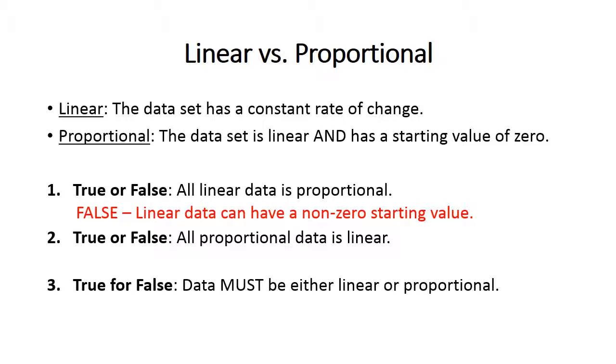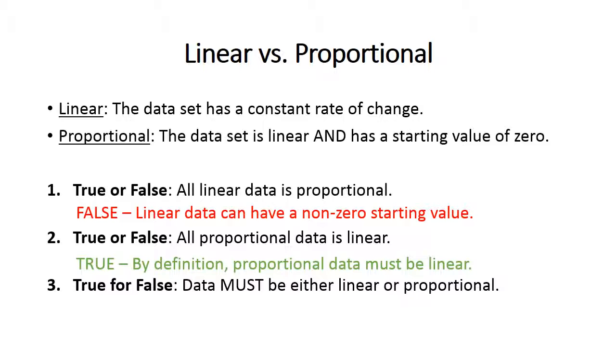Number 2, all proportional data is linear. That one's true. By the definition of proportional, it has to be linear. So if it's proportional, it's always linear. That's true. So you can see that we can get more specific. All proportional is linear, but not all linear is proportional.